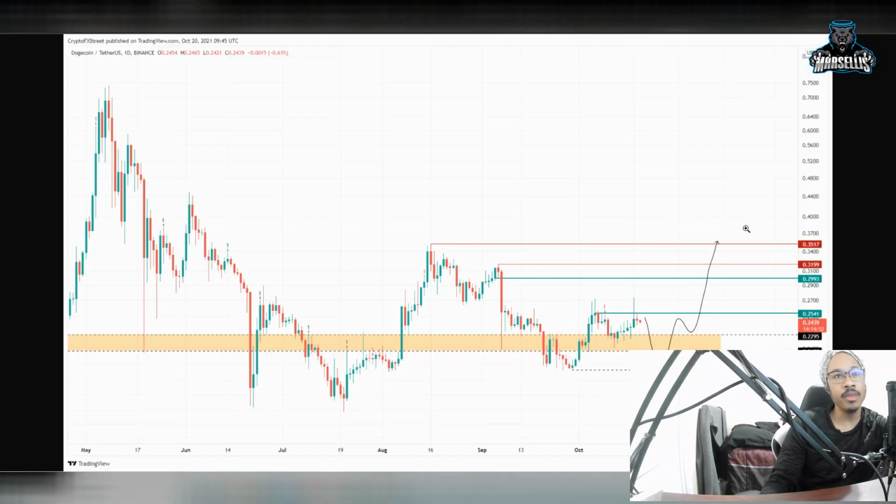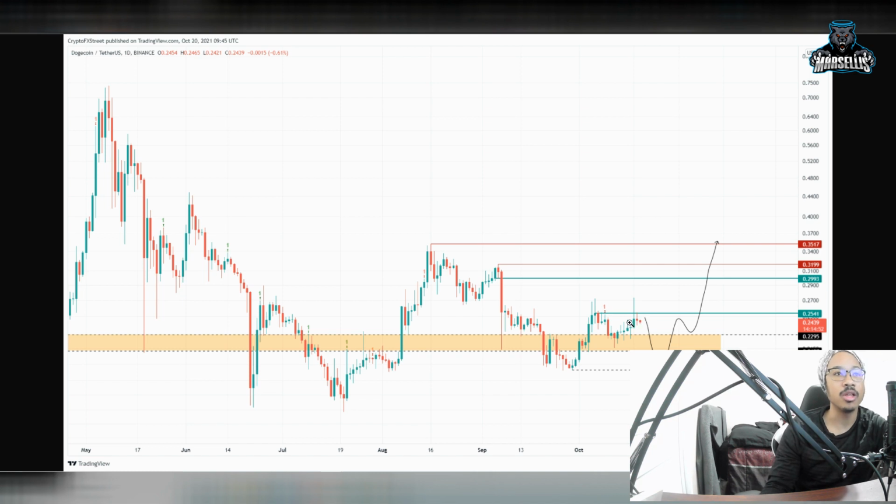Over here, this is what they're talking about. As you can see here, we have our resistance here at 35 cents. We have our other resistance at 32. And then right here is what we're passing right now, 25.41, which is a little bit of minor resistance. Well, I would say major, but it's definitely something that we have to pass here with Dogecoin. So I definitely believe we could pass it.